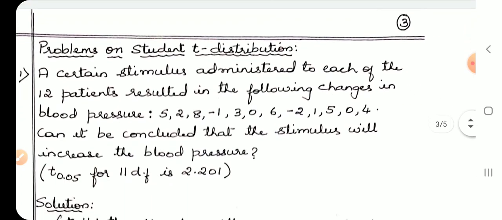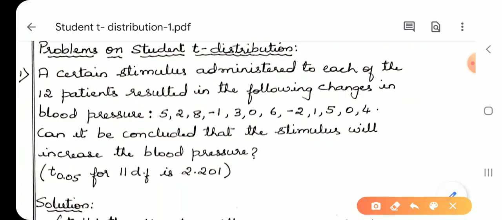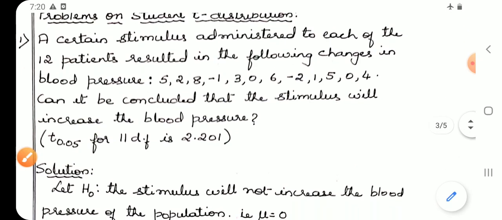So let us take the first one. A certain stimulus administered to each of 12 patients resulted in the following changes in the blood pressure: 5, 2, 8, -1, 3, 0, 6, -2, 1, 5, 0, 4. Can it be concluded that the stimulus will increase the blood pressure?